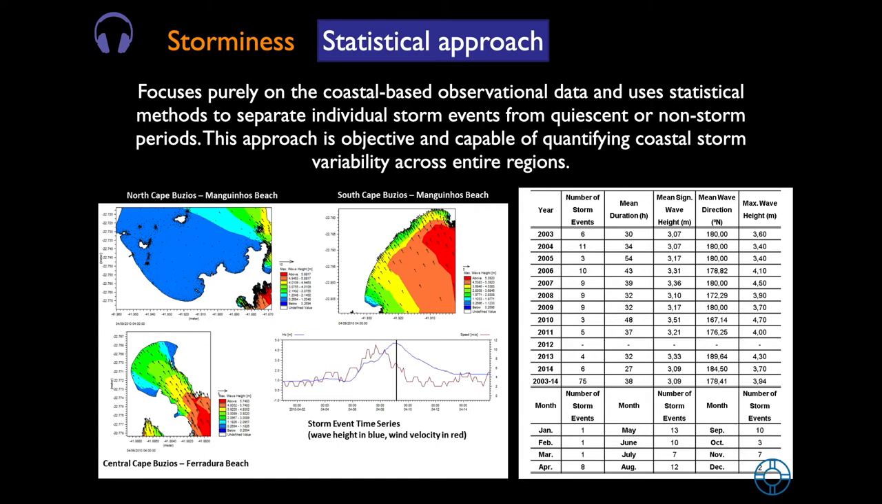On the left, there's a storm event time series that occurred in April 2010 on a segment of the Brazilian southeastern coast. There are also some maps showing the storm event's apex, with a wave reaching some local beaches with distinct heights. The image on the right shows a table summarizing storm events for this particular Brazilian coastal stretch between 2003 and 2014. The variables are the number of storm events, mean coastal storm duration, mean significant wave height, mean wave direction, and maximum wave height. Also, there is some monthly based record of these variables.